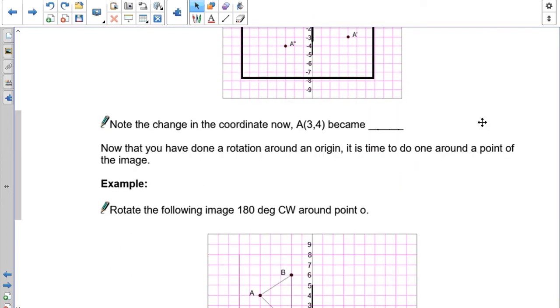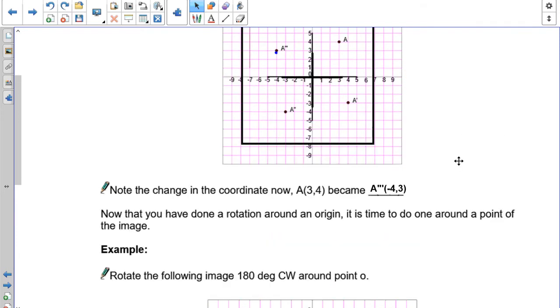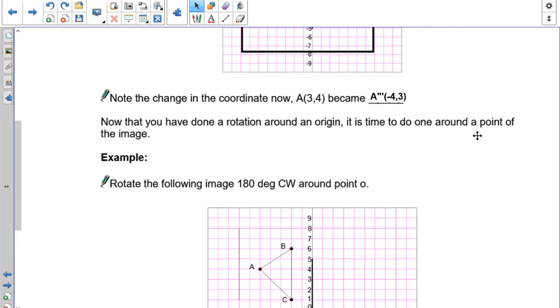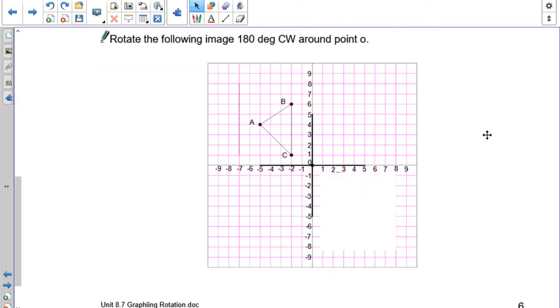Now, again, look at this. You'll see the numbers 4 and 3 are the same. The magnitude never changes, just where they are in terms of positive and negative changes. Okay, we've done a point. Now, let's move on and do an image.